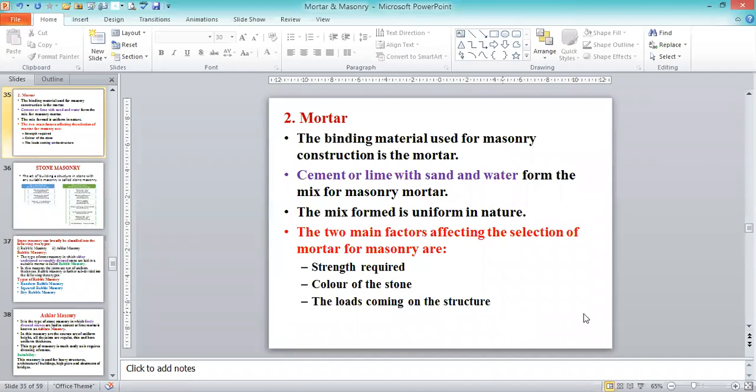So this is about the stone and the types of mortar that we use for stone masonry construction. These are the two ingredients or materials that we use for stone masonry.